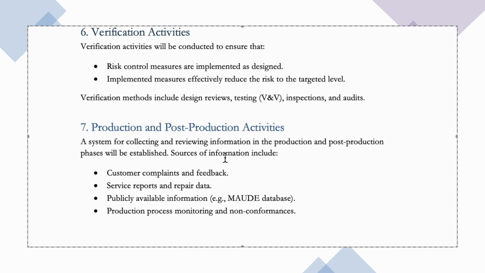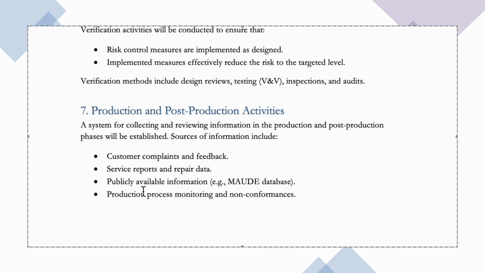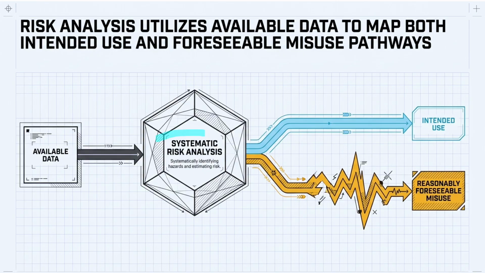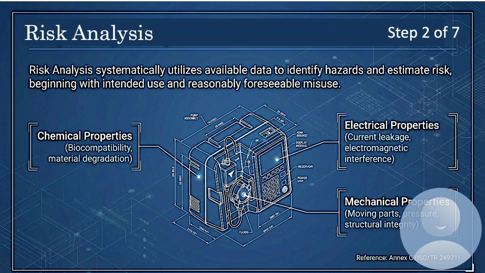And you can identify here your sources of the post-production activities, okay? The data. Risk analysis systematically utilizes available data to identify hazards and estimate risk, beginning with intended use and reasonably foreseeable misuse. And it's usually broken into these 3 sections. And it can be broken into as many sections that you like: chemical properties, biocompatibility, material, electrical properties, mechanical properties.